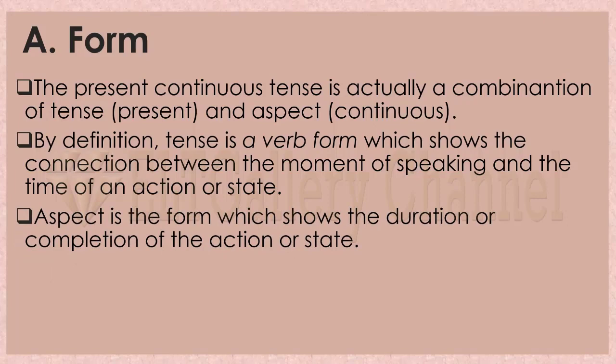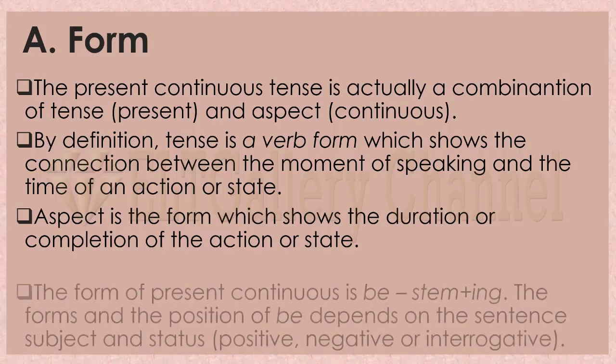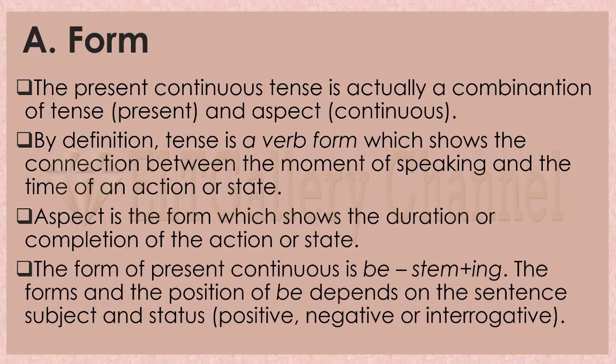And then the aspect is continuous here. Aspect is the form which shows the duration or condition of the action or state. In this case, the present continuous shows that the action is still going on, so its duration is still going on and it's not completed yet. The form of the present continuous is be plus stem plus ing. The form and the position of be depend on the sentence subject and the status. And the status can be positive, negative, or interrogative.